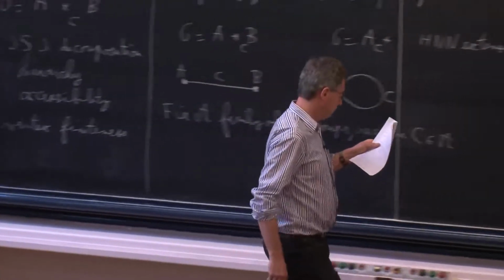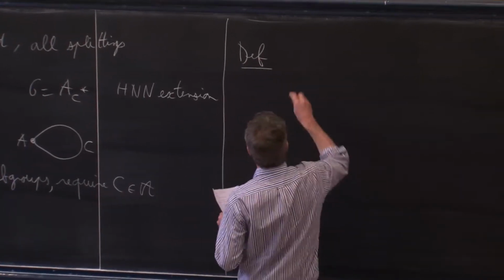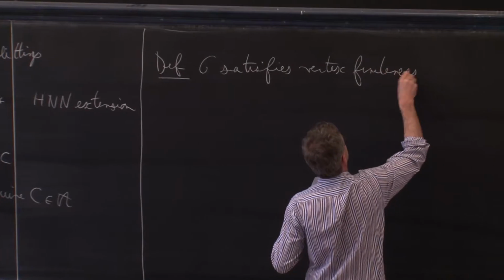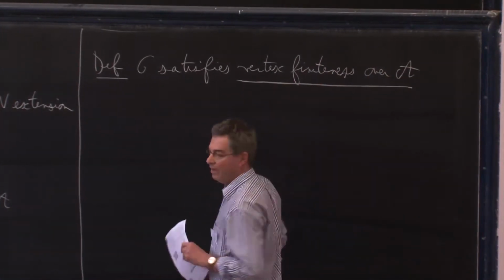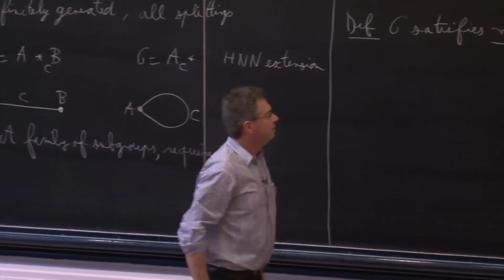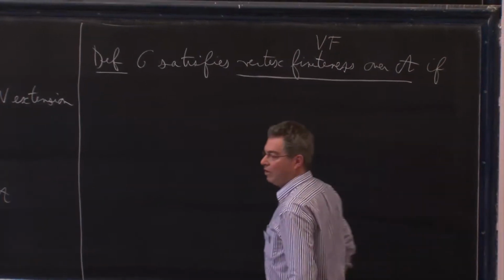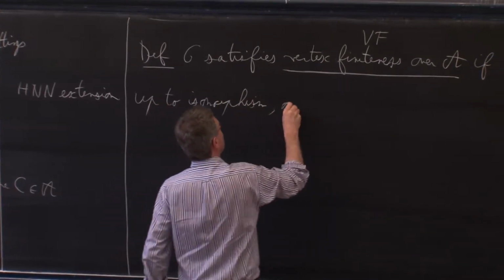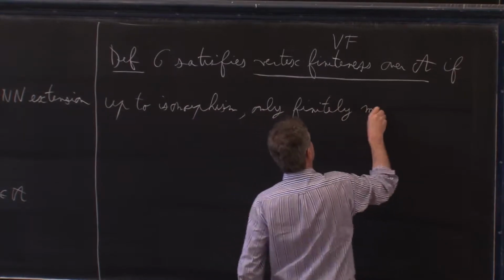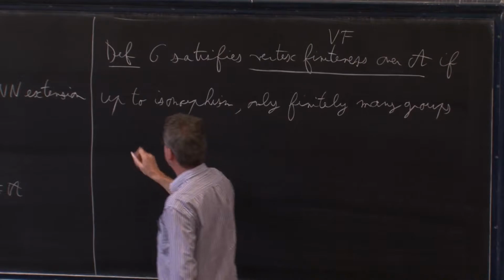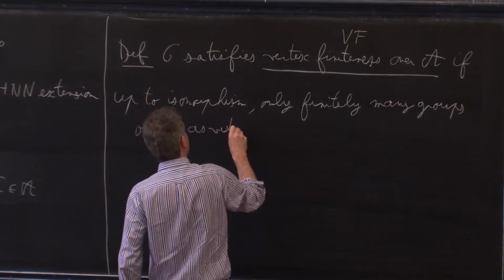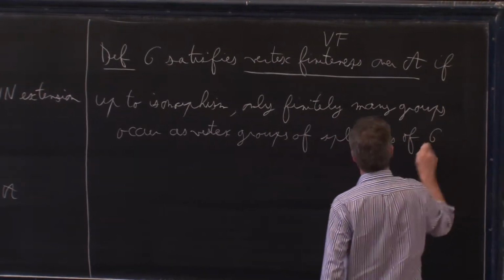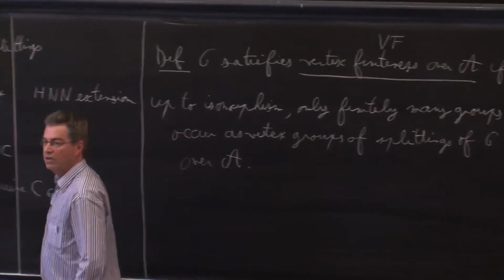So let me write this as a formal definition. So I say that G satisfies vertex finiteness over A, and I will abbreviate vertex finiteness usually by VF. So there is vertex finiteness if, up to isomorphism, only finitely many groups occur as vertex groups of splittings of G over groups in A.